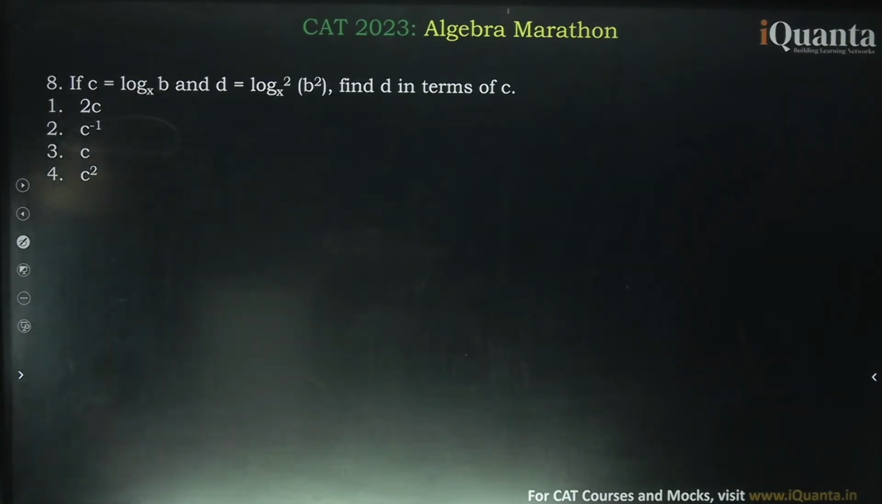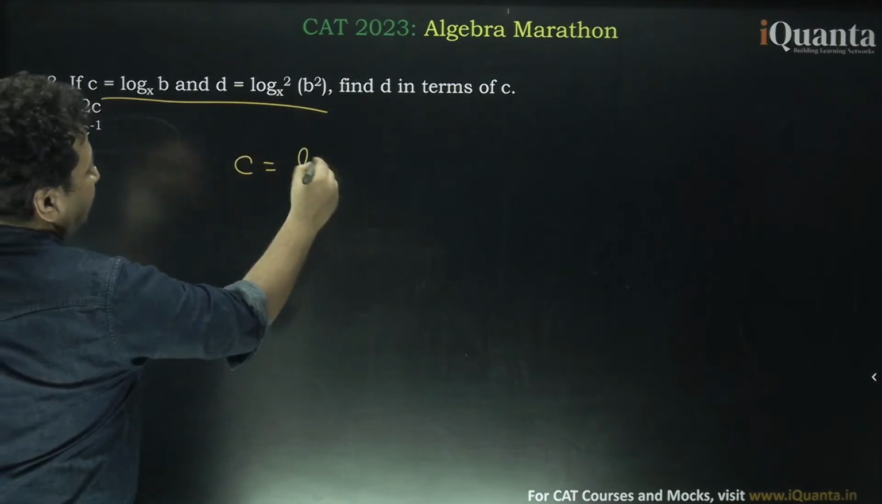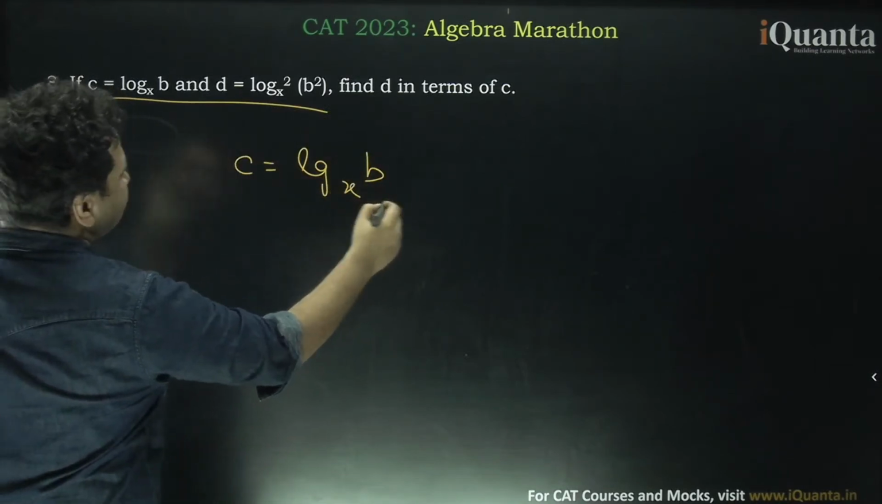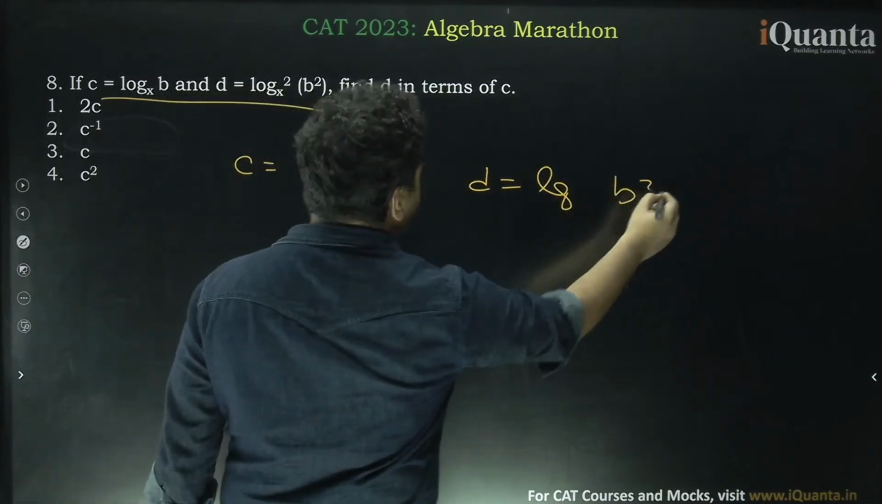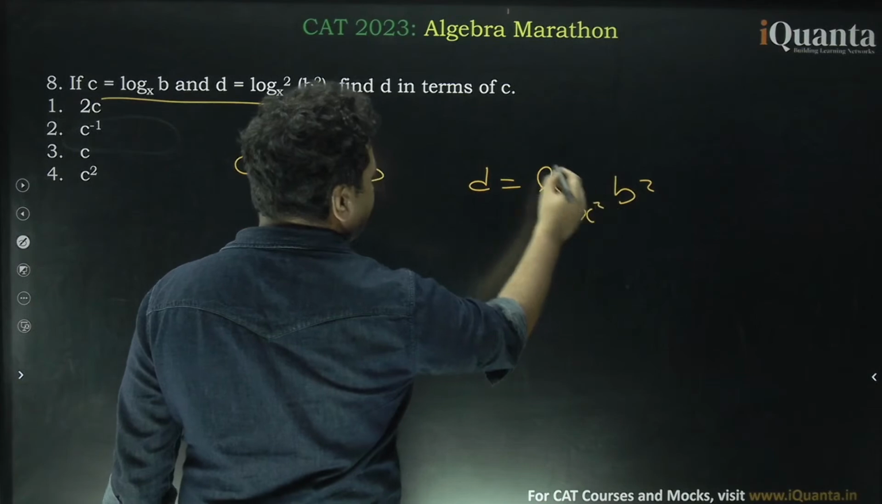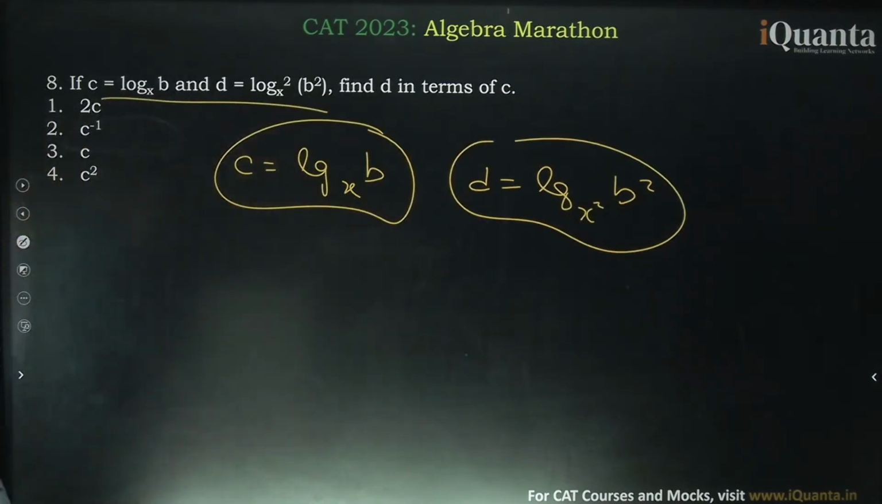If C is equal to log B base x and D is equal to log B square, here the base is x square. I'll just write the equation again in case it's not clear. C is log B base x and D is equal to log of B square with base x square. These two things we have. Try to solve. You have a minute for this.